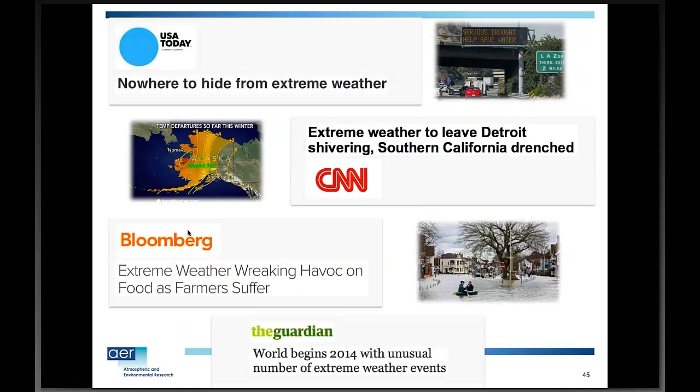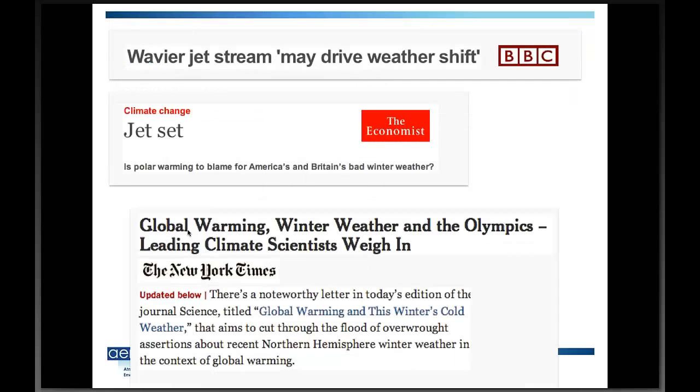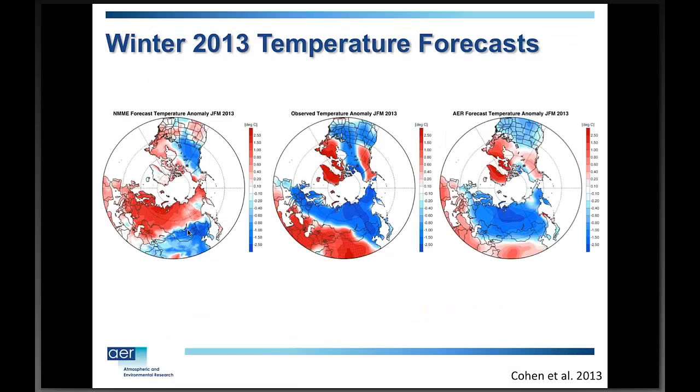And a lot of the headlines for this winter asked, what's the cause of this extreme winter? Is this extreme weather tied to global warming, polar warming? A lot of people said no, it has to do with natural variability. I'm in the camp that it's not natural variability, it is tied to the Arctic warming.